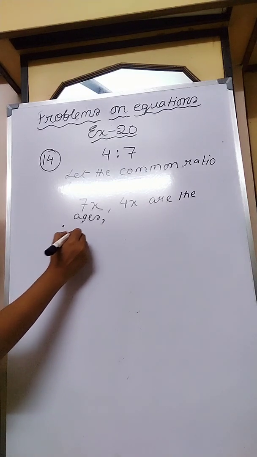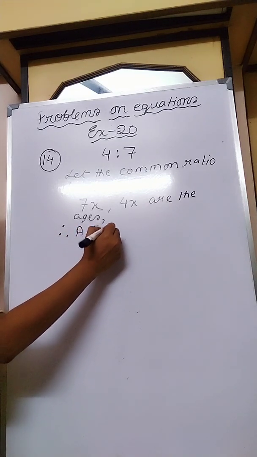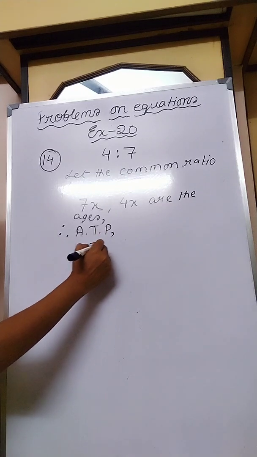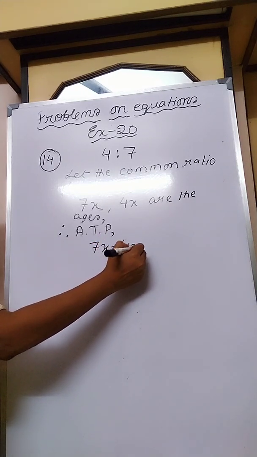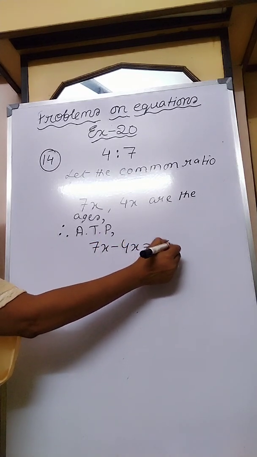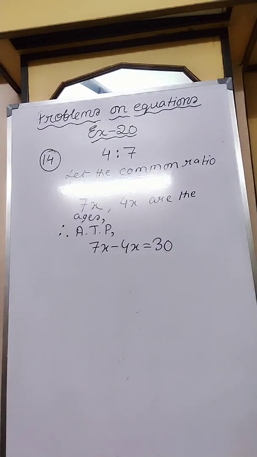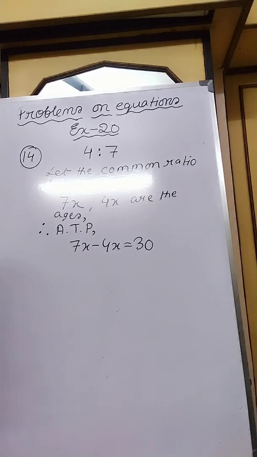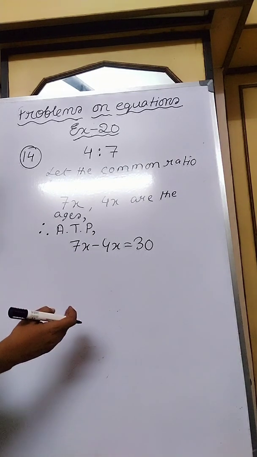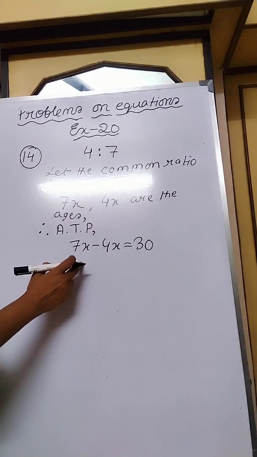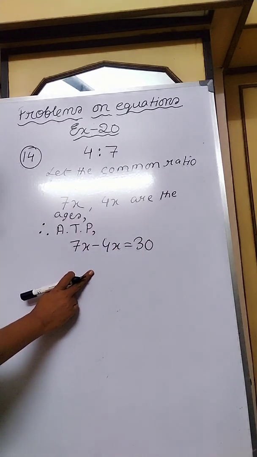Therefore, according to the problem, 7x minus 4x is equal to 30. This is the equation. Why will this be the equation? Because it has been told that one of them is greater than the other by 30 years. One's age is greater than the other's age by 30 years. That's why this equation is formed.